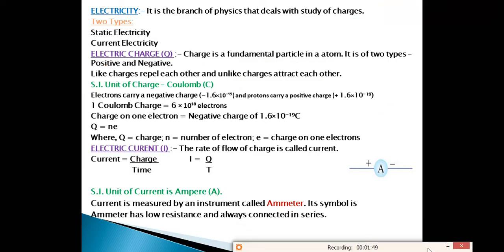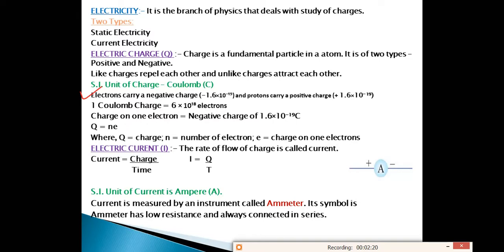Next we have, electrons carry a negative charge. As you know, electrons are negatively charged particles and protons are positively charged particles, and neutrons don't have any charge. So electrons carry a negative charge of minus 1.6 into 10 to the power minus 19 coulomb, and protons carry a charge of plus 1.6 into 10 to the power minus 19 coulomb. Both electrons and protons carry the same amount of charge, the only difference is the sign. Electrons carry a negative charge and protons carry a positive charge.